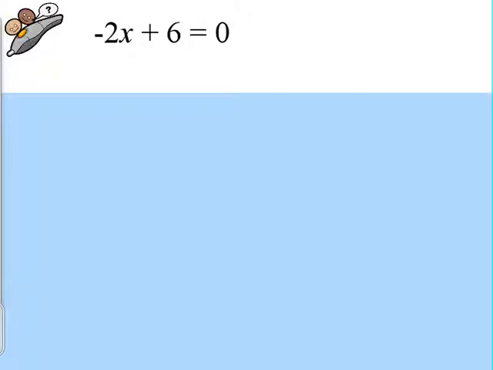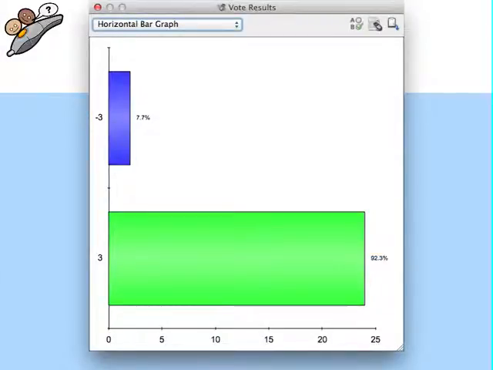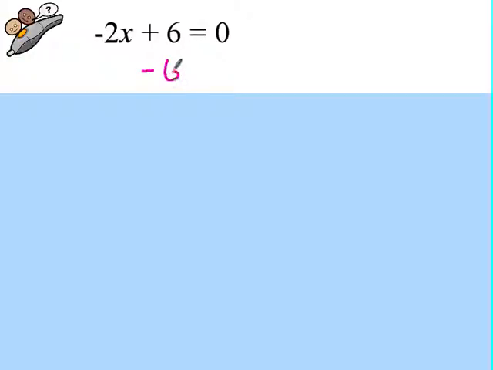So let's see what we got here. The answer is 3. Nice job. Basically what you're doing here is subtracting 6. So you should have gotten negative 2x equals negative 6, and then you're dividing by negative 2. Negative 6 divided by negative 2 is positive 3. All right, let's look at another one.